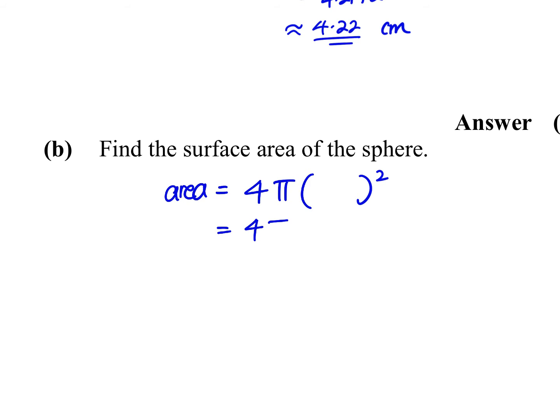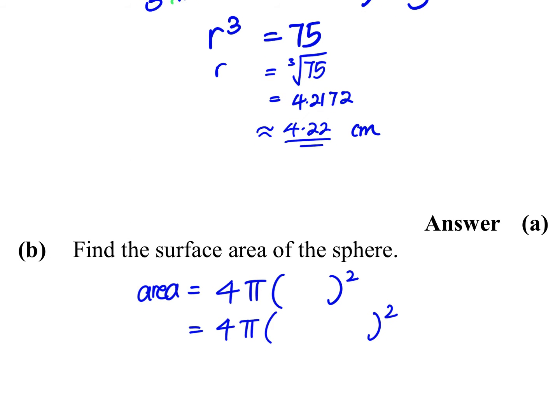The r, okay Yuting, which r should I use? The 4.22 or 4.2172? Which one? Yuting? I want to use the radius. Which one should I use? The 4.22 or the 4.2172? Okay, 4.2172.